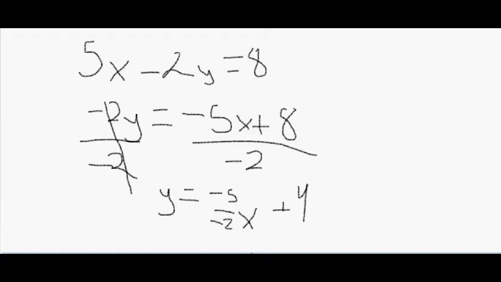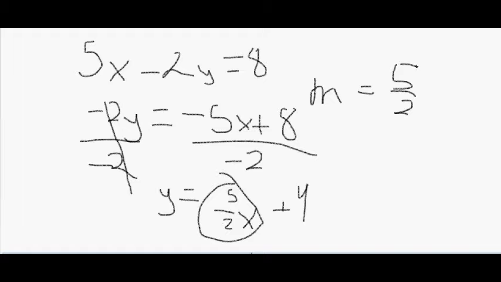Since they're both negatives, the negatives go away. So there we go, we have it in the correct form, and the slope is simply m equals 5 over 2, because this is the slope. So that's how you find the answer for that.